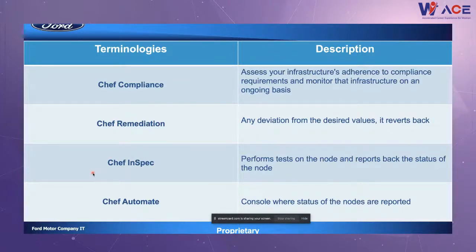So you will write some tests so that it will keep on checking and keep on reporting to you, right? And where it is going to get reported, that is our Chef Automate. It's a console, it's a dashboard. So all the tests conducted by this Chef InSpec will get reported in this Chef Automate space. So right, since we have a lot of terminologies over here, this might give us an idea of what we are going to see further in our session.